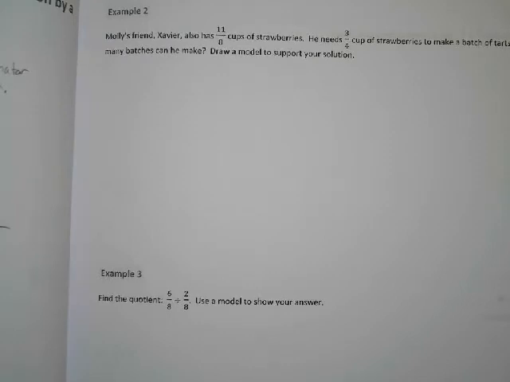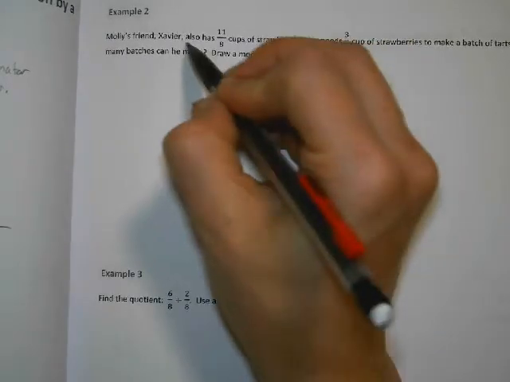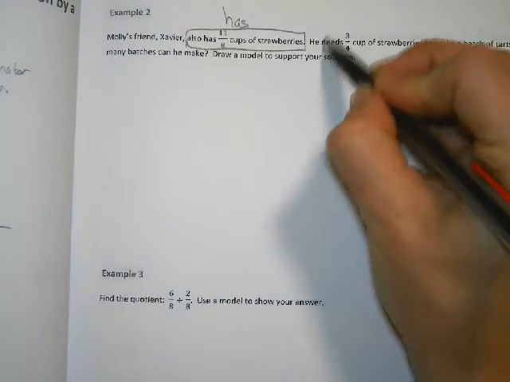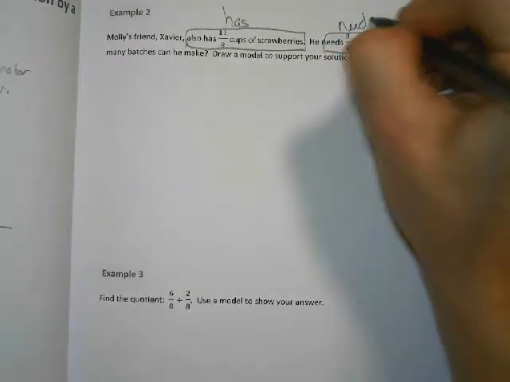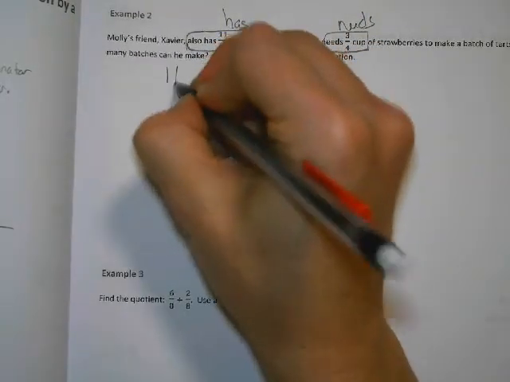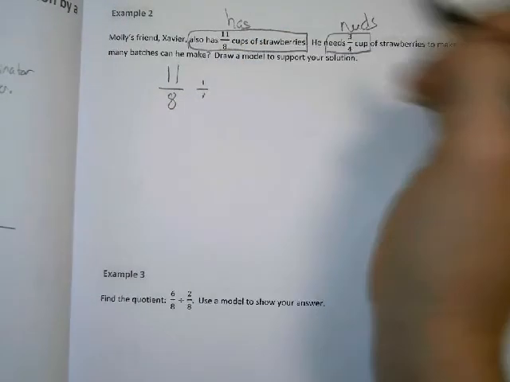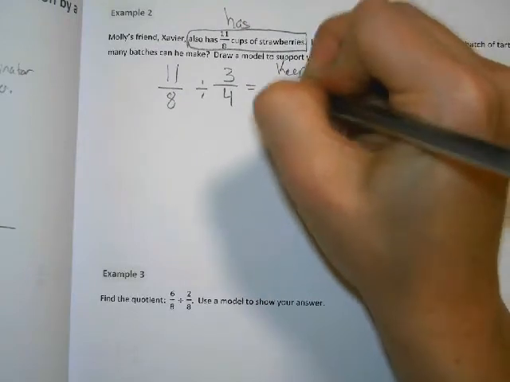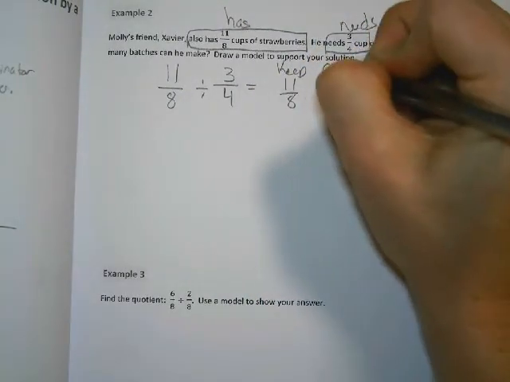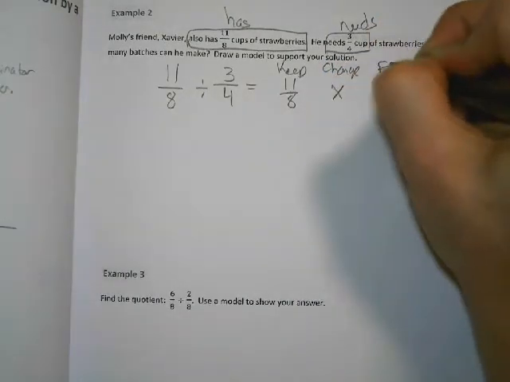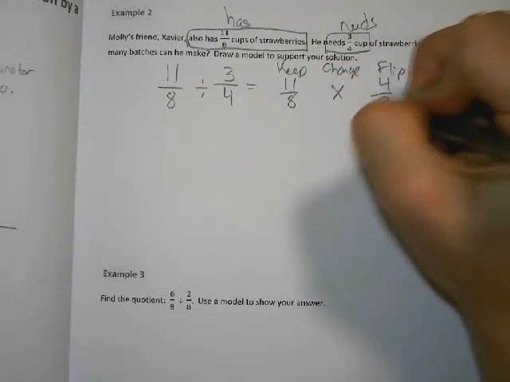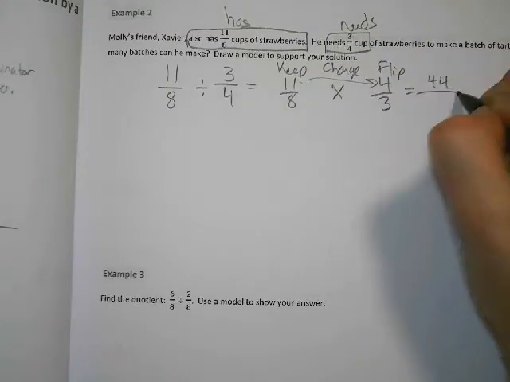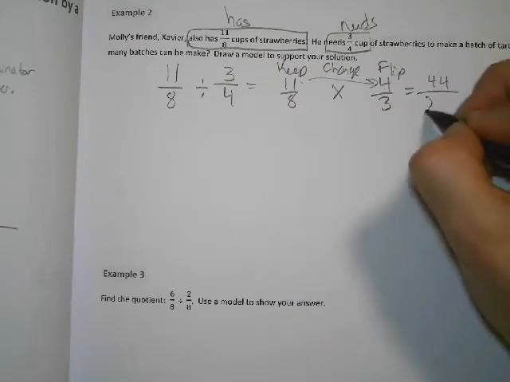We have 11/8 cup of strawberries. So this is what she has. This is what she needs. We start with what she has, and we divide by what she needs. Again, we have to do keep, and then we have to change it to multiplication, and then we flip it over to 4/3 and multiply straight across. 11 times 4 is 44. 8 times 3 is 24.